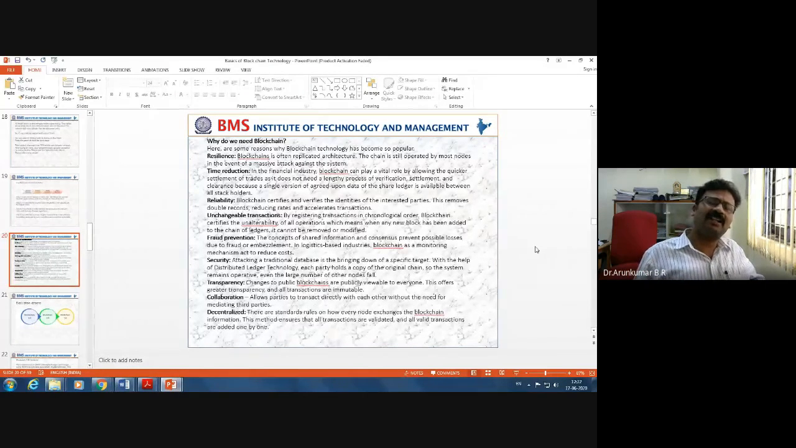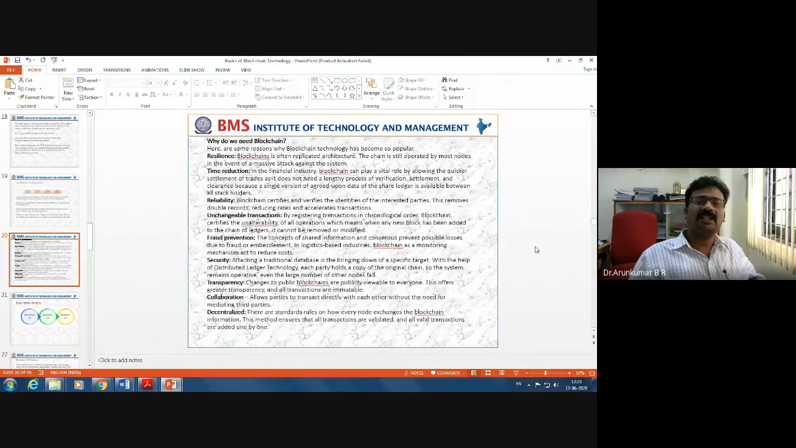This nature of the blockchain can prevent frauds. Fraud prevention: the concept of shared information and consensus prevents possible losses due to fraud, and in logistics-based industries, blockchain acts as a monitoring mechanism to reduce cost. Transparency: changes to public blockchains are publicly viewable to everyone. This offers greater transparency, and all transactions are immutable. Collaboration: it allows parties to transact directly with each other without the need for mediating third parties. Decentralized: there are standard rules on how every node exchanges blockchain information. This method ensures that all transactions are validated and all valid transactions are added one by one.